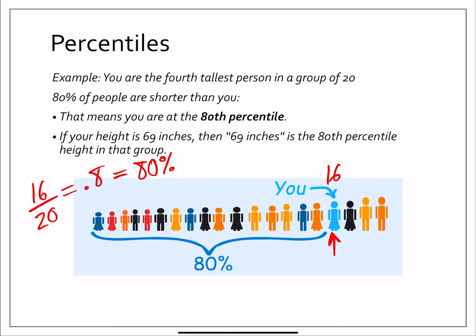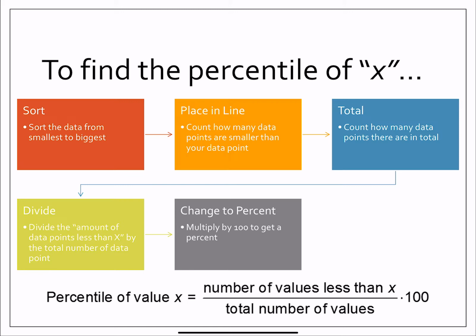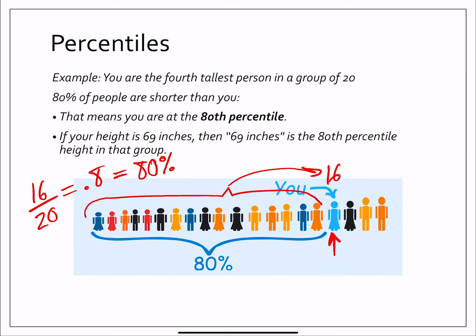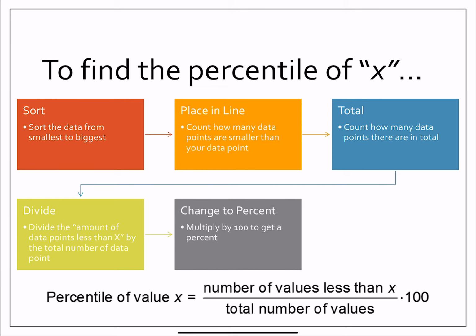So our place in line, I'm sorry, I put the 16 there, but the 16 is measuring how many people are less than you. There's 16 people less than you. So that's our place in line. And then we need the total. Well, in total, there were 20 people. So we have that. And then we divide.